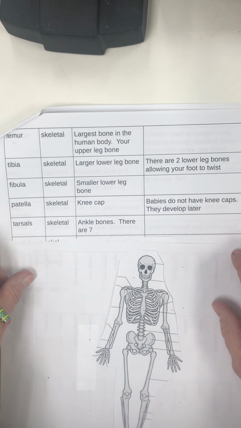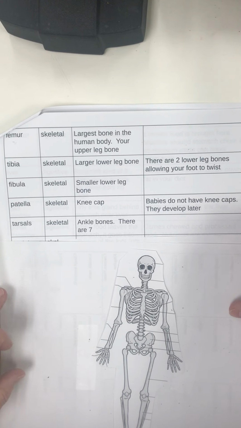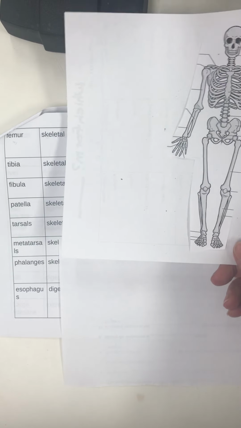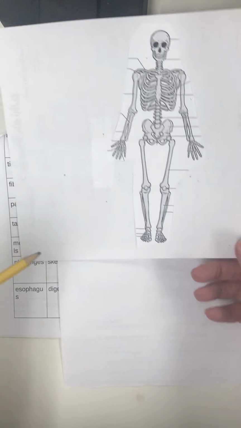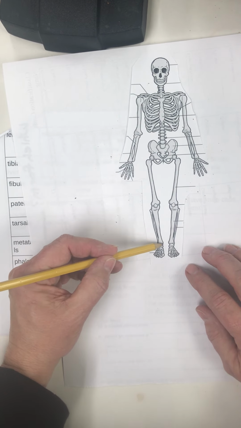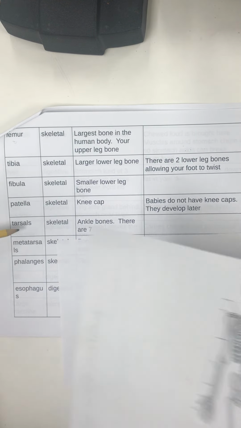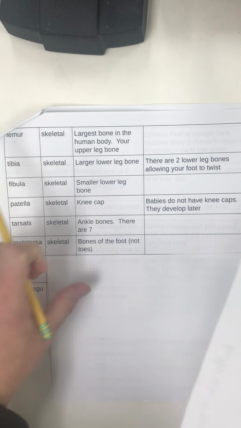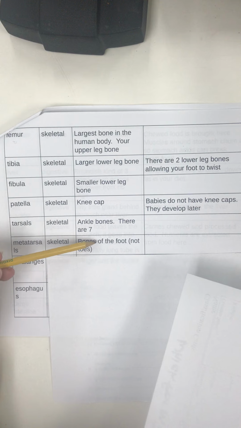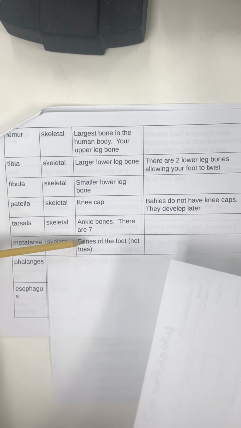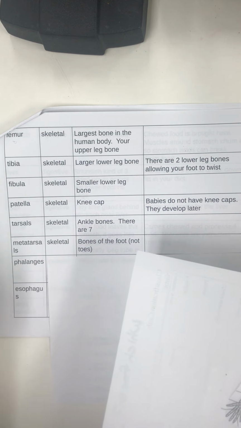Tarsals. Tarsals are the bones in the ankles, just like the carpals are the ones in the wrist. The tarsals are these bones here in the ankles. And then you have long, skinny bones in your feet called metatarsals, the bones of the foot, not the toes. Oh, and by the way, ankle bones, there are 7. That's what that said on tarsals. And metatarsals, bones on the foot, not toes.